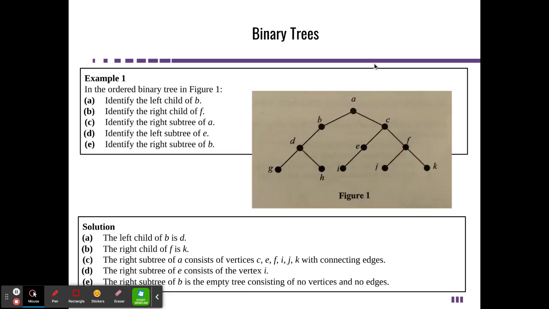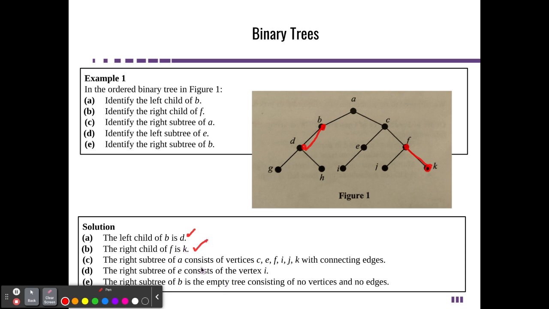All right, so let's take a look at those basic definitions of left and right child. So a left child of B. We go to B and we're looking to the left, and so we see that D would be our left child. So if we're starting here at B, then our left child of B would be D. So check. If we're looking for a right child of F, we go to F and we look to the right, and that we would see as K.